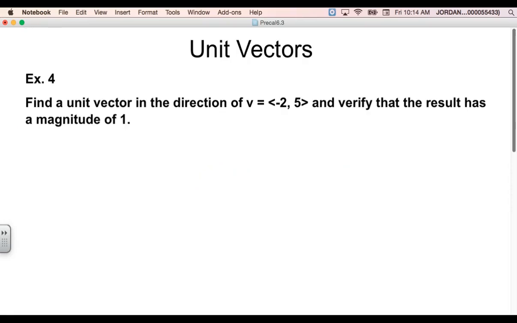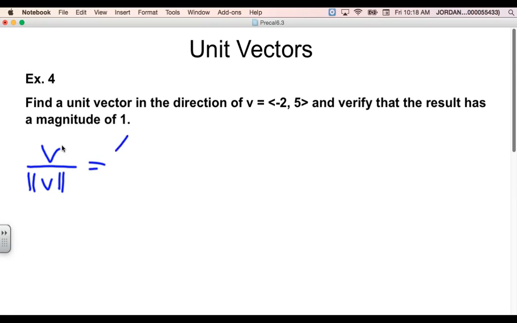A unit vector is essentially a vector that has the same direction as the original vector you're given, but its magnitude, or length, is going to be 1. To find the unit vector, you're going to use this little formula here. It's pretty simple. Just take the vector and divide it by its magnitude. Once you divide it by its magnitude, it will give you a vector going in the same direction that just has a magnitude of 1.